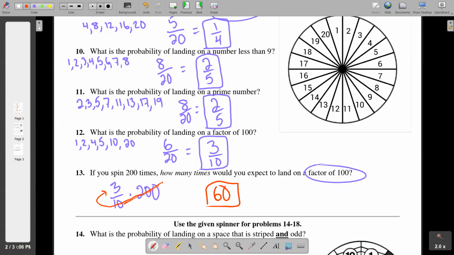If you're not comfortable with that, remember you can always do 3/10 and then put the 200 over 1, and then you can multiply straight across and reduce it later. Any questions on that chunk, the spinner chunk? I just took this fraction and divided the top and the bottom both by 2. You should always reduce your fractions. Better? Okay. Anything else? Okay.